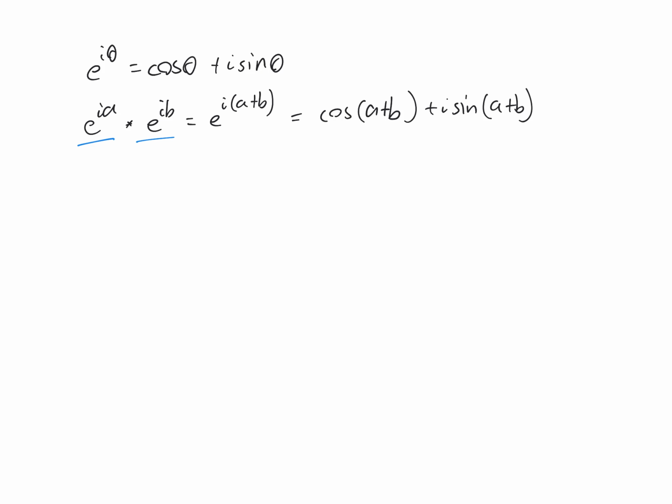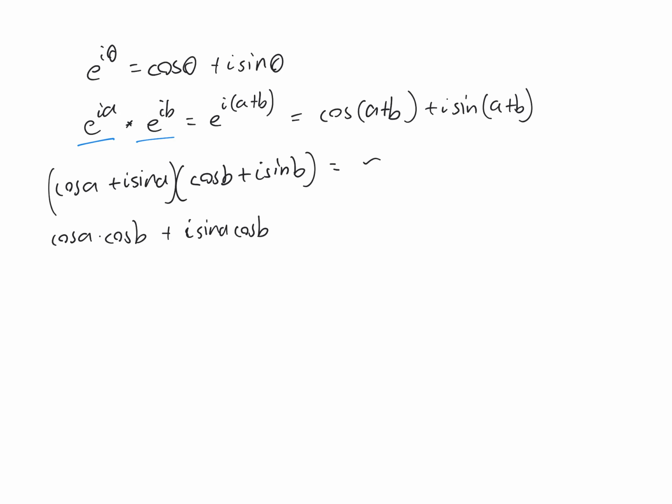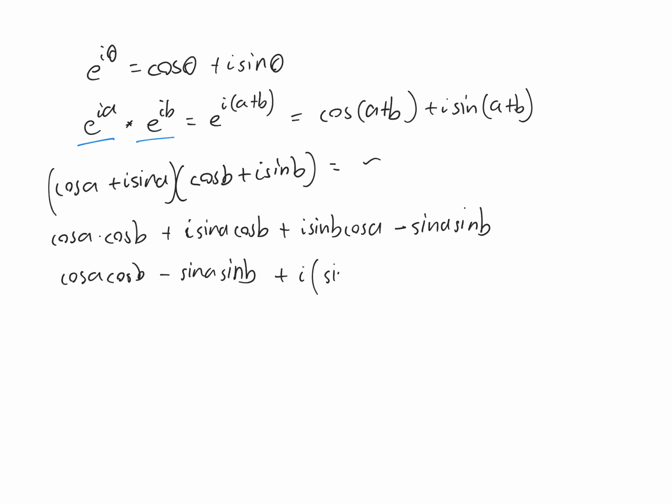So if we expand this, we will get (cos A plus i sine A) multiplied by (cos B plus i sine B) equals the two angles. So expand the entire thing: cos A multiplied by cos B plus i sine A cos B plus i sine B cos A. i squared is negative 1, so that becomes a negative sine A sine B. Group all the real parts and group all the imaginary parts together. We get cos A cos B minus sine A sine B, and plus all the imaginaries, sine A cos B plus sine B cos A.